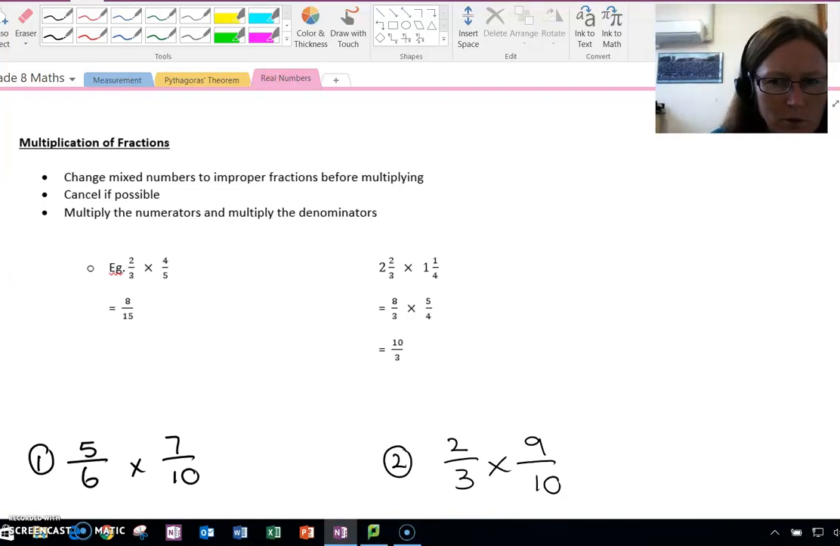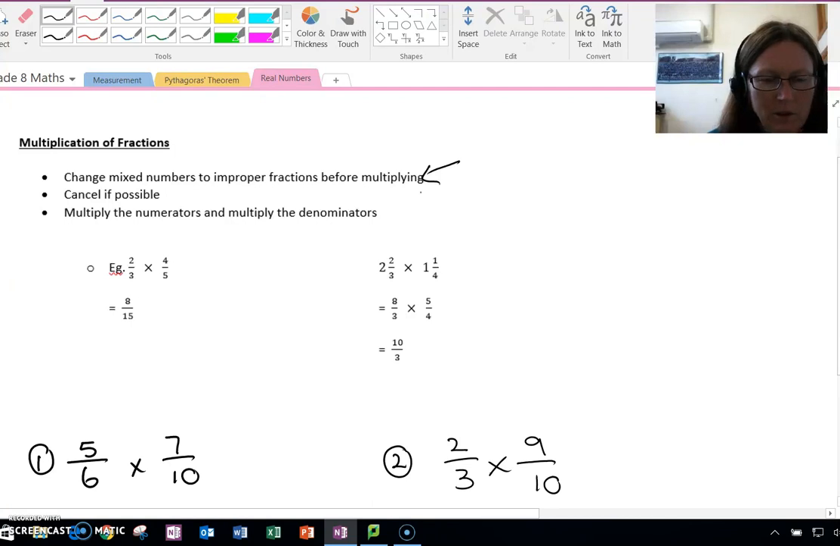Okay, we're now going to look at multiplying fractions. Now, for me, multiplying fractions is a lot easier than adding and subtracting fractions because there's no need to worry about finding a common denominator. First step, if there are mixed numbers, change them to improper fractions. But in this video, we're not actually going to do any with mixed numbers. That's going to be in the second video.